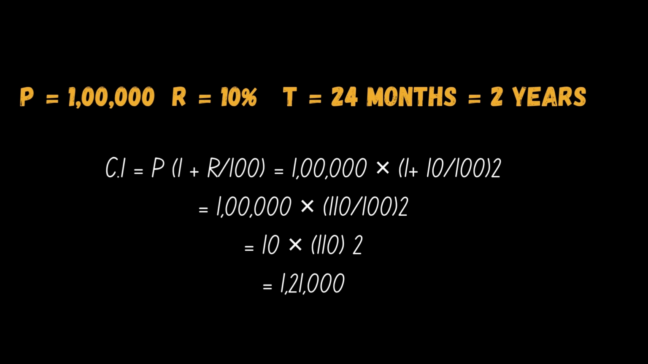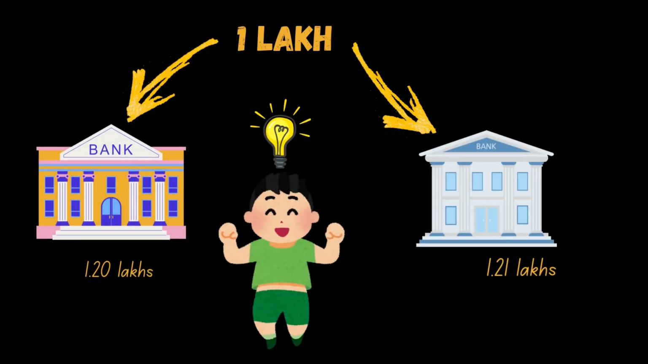And here is a problem for calculating compound interest. Here P is the same amount, 1 lakh, and R is 10 percent, and the time period is 24 months, that means 2 years. We apply the formula for calculating compound interest. We got the total amount 1,21,000. And finally, we learn how these changes come.